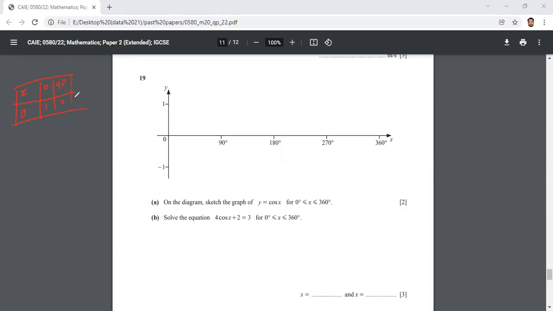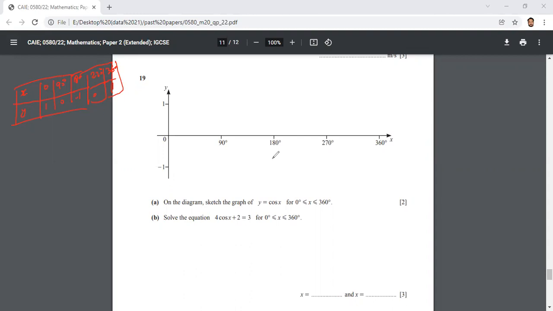And then we have 180. Of course, cos 180 is minus 1. And then we have 270, cos 270 is 0. And then lastly, we have 360. Cos 360 is 1.